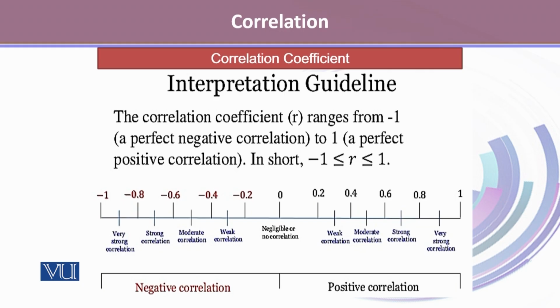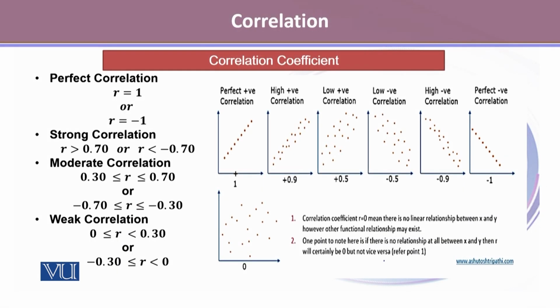If the numeric value is closer to 1, that represents very strong correlation. If the numeric value is closer to 0, that represents weaker correlation. And if it exactly equals 0, it is negligible or no correlation. The positive values reflect positive correlation, and negative values reflect negative correlation. Here are a few more interpretations of the correlation coefficient. Here we can see it with respect to the scatter plots and the possible values it can attain.